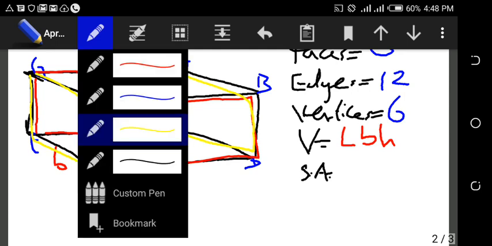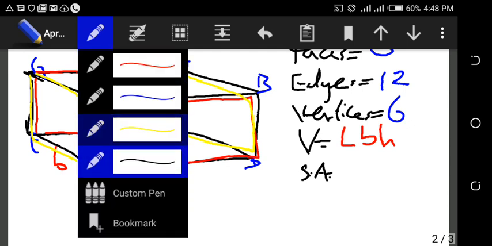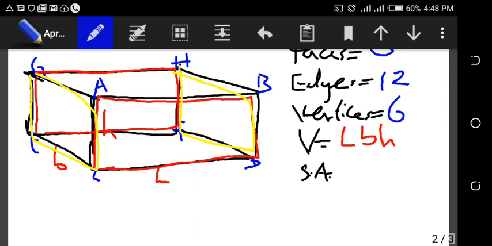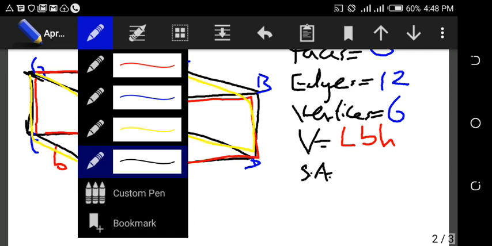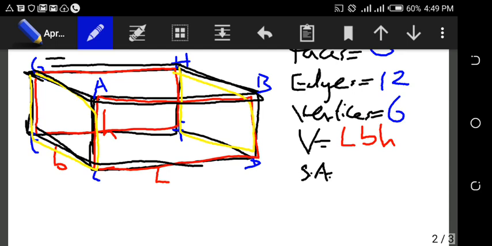Then the last one, let me see which color I can use now. Okay, let me use black. The top side, so let's have here, and here. That's another distinct face, which also happens to be the same one that we have down here.